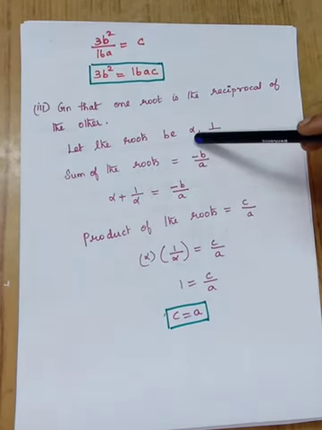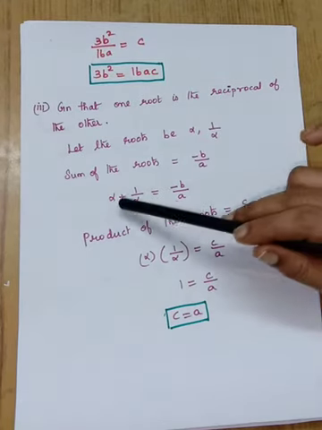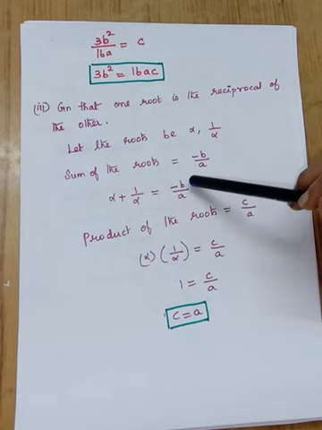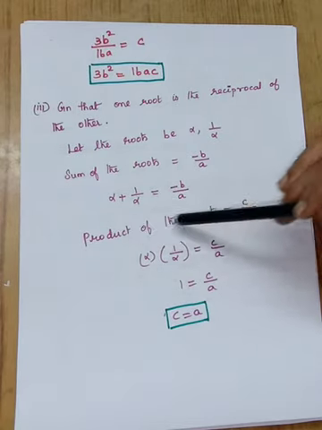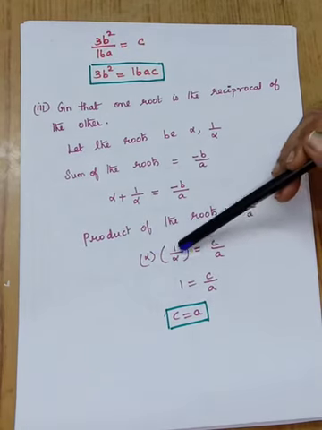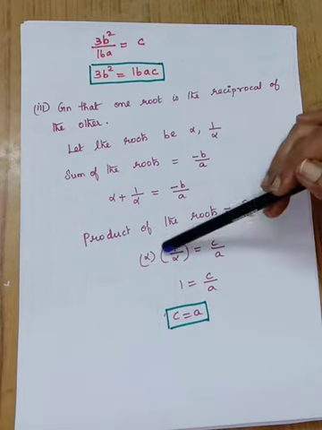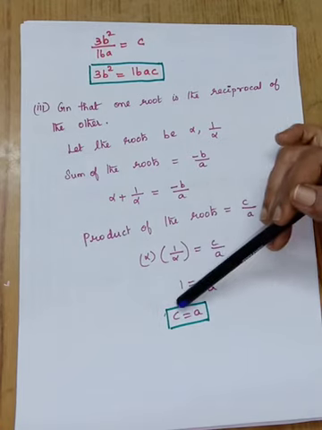So first root, if you take alpha, the next root will be 1 by alpha. So you just add alpha plus 1 by alpha is equal to minus b by a. So let it be. Okay. Next you take the product of the roots. The formula is c by a. So alpha into 1 by alpha is equal to c by a. So alpha getting cancelled, that is 1. So 1 is equal to c by a. C is equal to a.